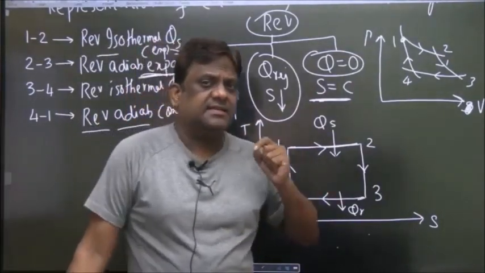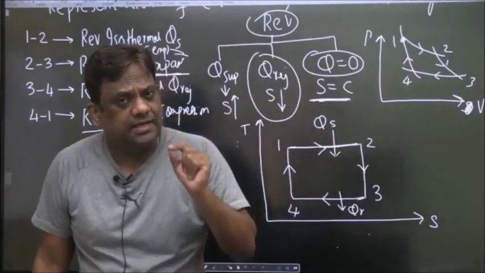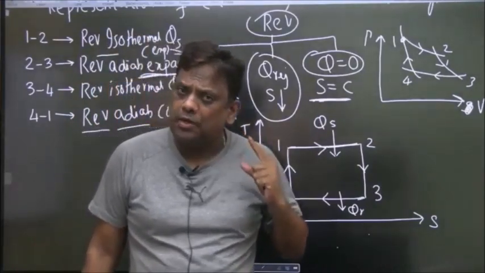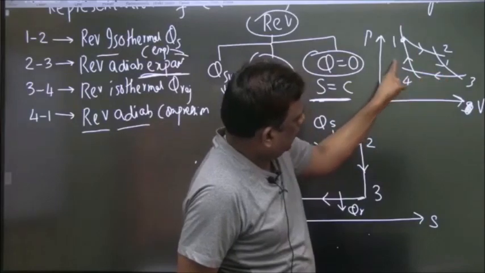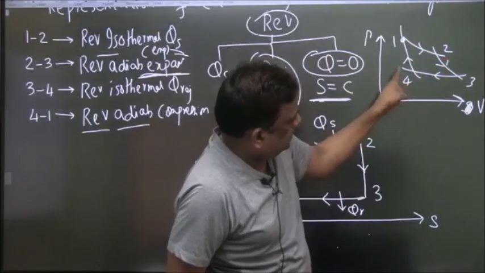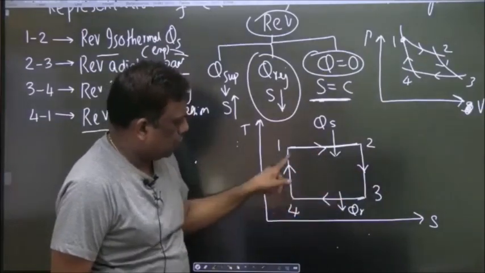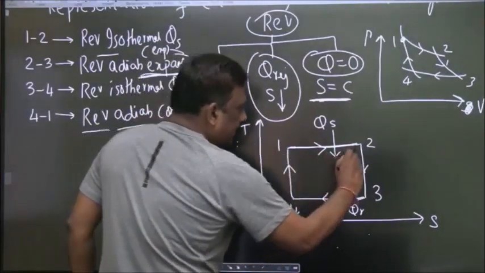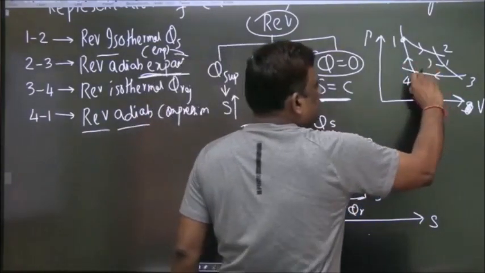Which cycle is a rectangle on the TS diagram? He may be asking. It is the Carnot cycle which is a rectangle on the TS diagram. And one more golden observation. On the PV diagram, it is clockwise. देखो एक बार, it is clockwise. And on the TS diagram, yes, it is also clockwise. This is also clockwise.